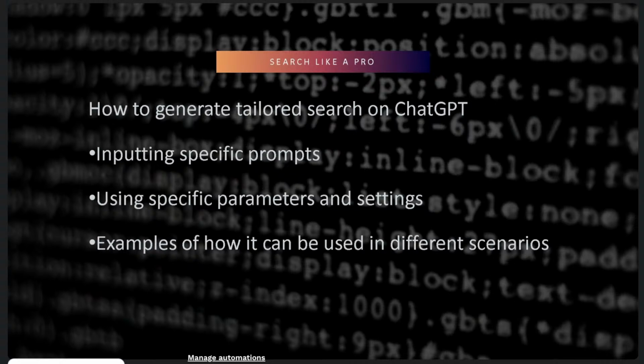Okay, so now let's talk about generating tailored searches on ChatGPT. Basically, there are two methods when it comes to using ChatGPT. First off, you need to input a specific prompt. Then after inputting a specific prompt, the next thing you should be looking at is using specific parameters and settings, which for the average user isn't necessary. But by the time you start using ChatGPT at advanced levels, you'll start finding use for it. Now, I will share my screen on ChatGPT.